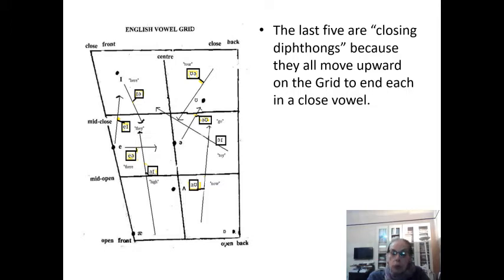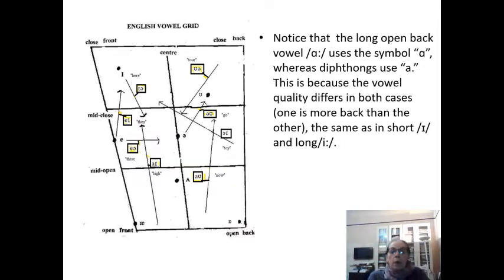This is what we have just said. Now notice that the long open vowel uses the symbol of the open a. Whereas diphthongs use a different symbol. Be careful about these. The short i is a small capital I, and the long one uses the regular i with the length mark, which is the colon.